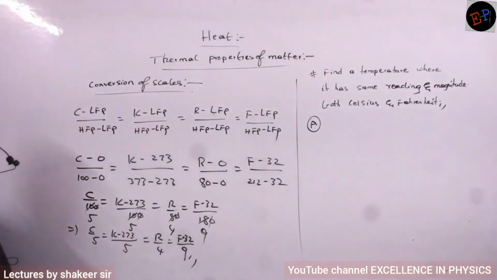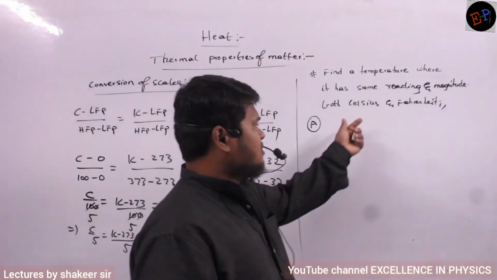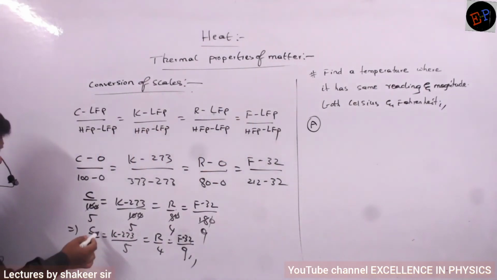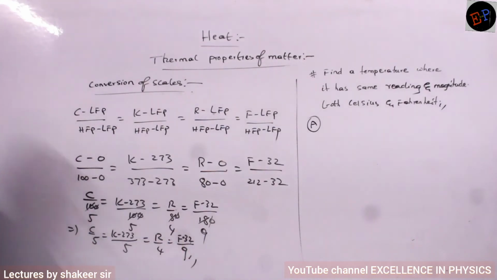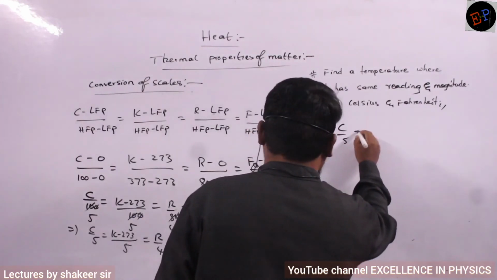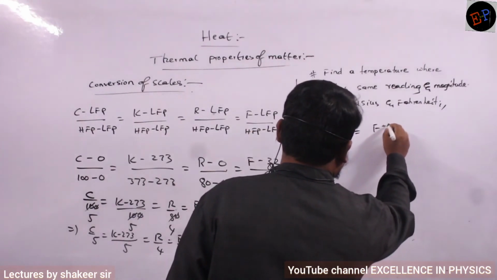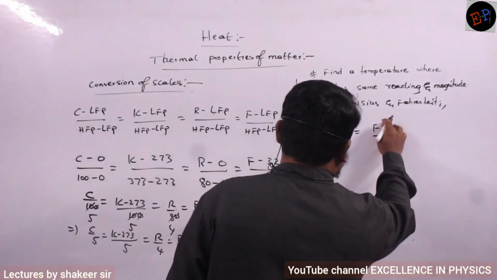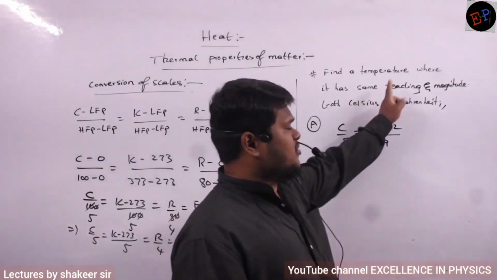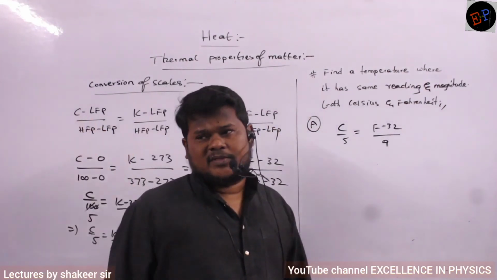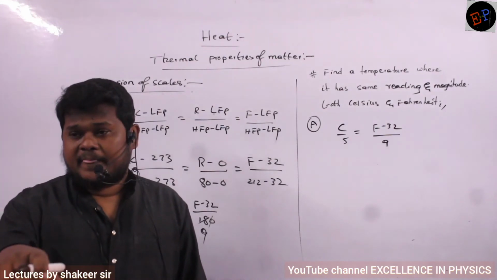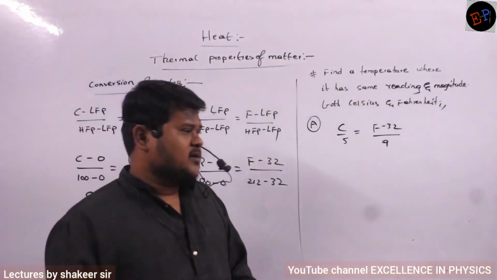He is asking for comparison between which two scales? Celsius and Fahrenheit. What is the relation between Celsius and Fahrenheit? C by 5 is equal to (F minus 32) by 9. That is what you have to take. He is saying the reading should be the same and the magnitude should also be the same. It means same temperature will have the same reading in both scales.